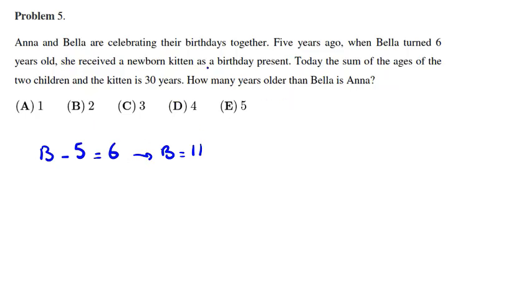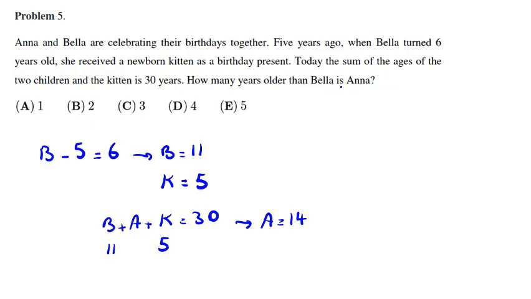And she received a newborn kitten as a birthday present. So if we consider kitten K, 5 years ago newborn, so now the kitten is 5. Today, the sum of the ages of the two children, B plus A, and the kitten K equals 30. How many years older than Bella is Anna? So K is 5, B is 11. 11 plus 5, 16, so A is 14. So Anna, 14 minus 11, 3.